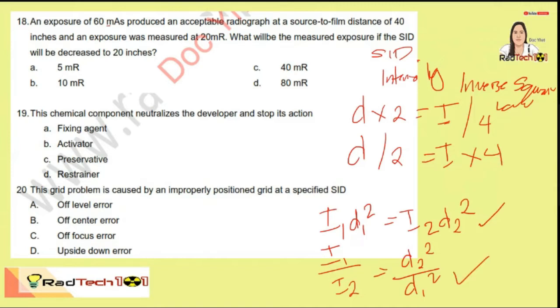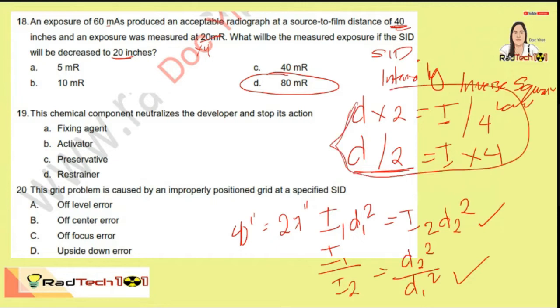We can also use the shortcut if given na yung ating distance exactly nag-double or exactly nag-half. For example, we have here the distance is 40, tapos naging 20 na lang. So, exactly nag-half. Therefore, the intensity or the exposure will increase by a factor of 4. So, simply 20 times 4 is 80. But if, for example, yung 40 inches naging 27 inches, hindi natin magagamit ang shortcut na ito. We need to solve using this process.